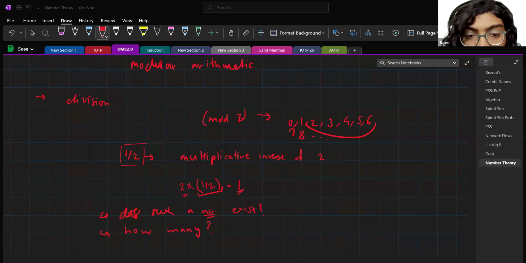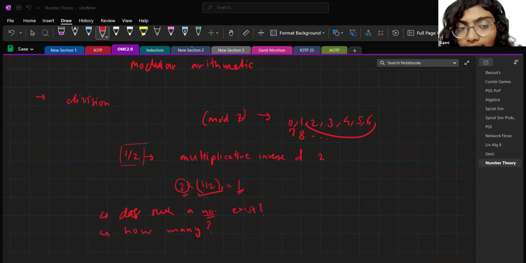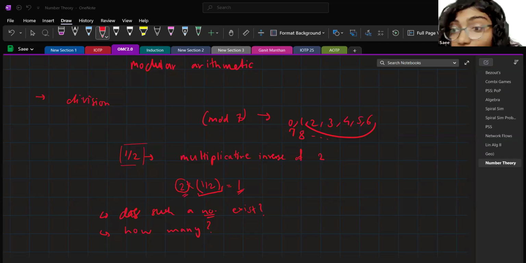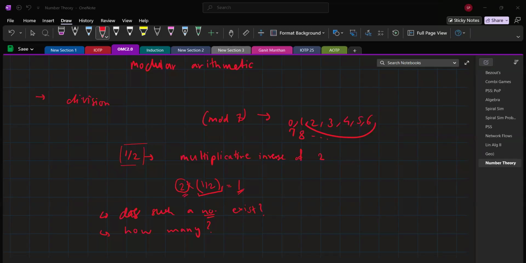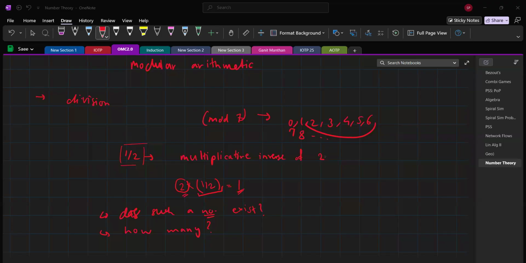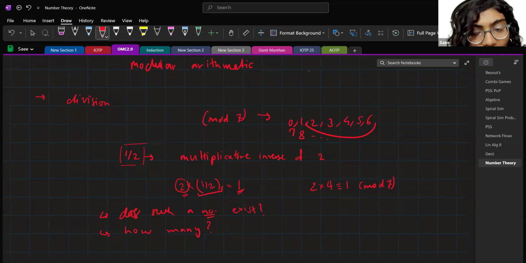You want to find the number which when multiplied by 2 gives us 1 mod 7. Infinite. Are you saying there's infinitely many such numbers? Yes. Can you give me one of them? 4. Yeah, 4, right? So 2 times 4 gives us 1 mod 7. What else gives us 1 mod 7?